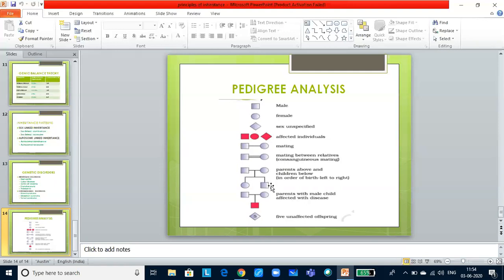And now if you look at it, parents who are normal have got a child which is a male which is affected, and if a number is written within a box with unspecified sex, that means to say 5 kids are born, or it could be 3 but their sexes are unknown in the analysis.